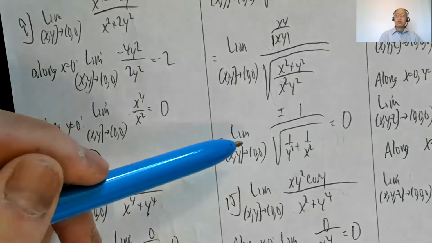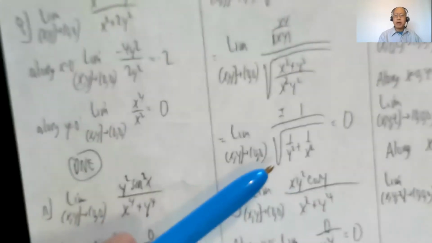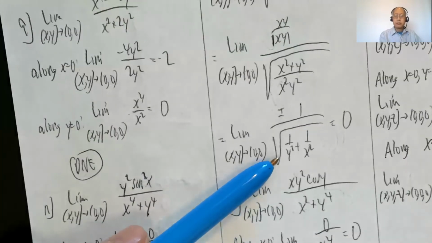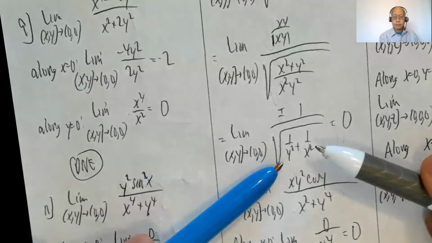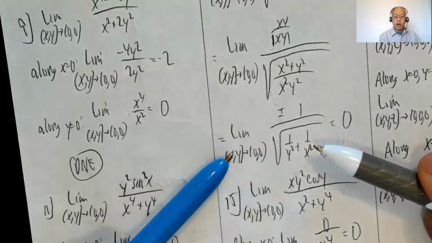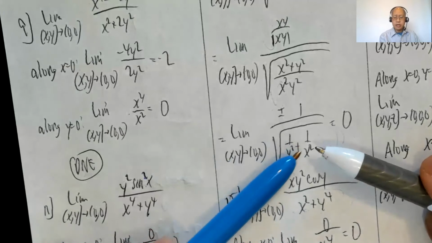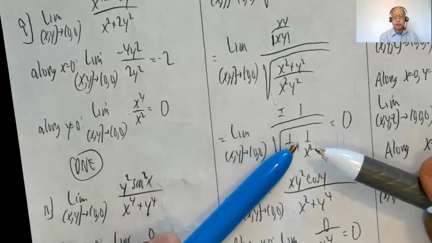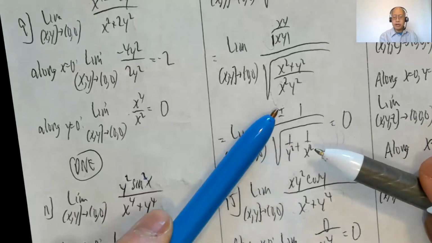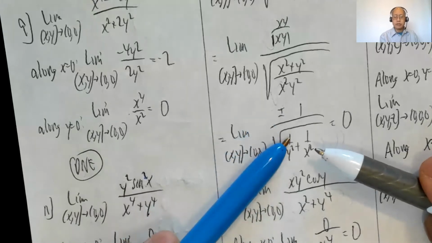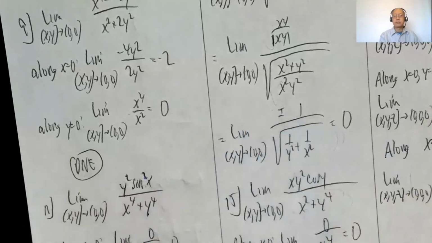Now look at what happens. The top is either 1 or negative 1. Just need to focus. The bottom gets really big. x and y are approaching 0, 0, so 1 over x squared is huge, 1 over y squared is huge. Add them up, it's huge. Square root of huge. So the numerator is either plus or minus 1, the denominator is huge, and therefore the limit is 0. That was a little bit tricky.